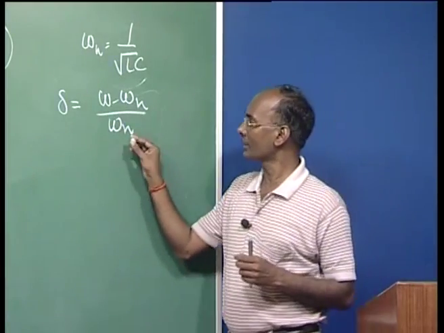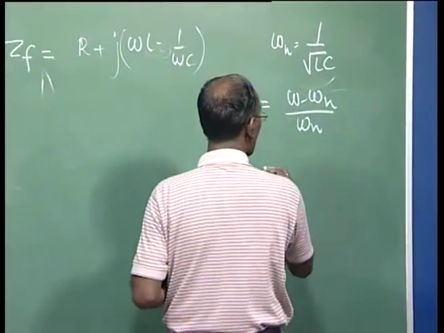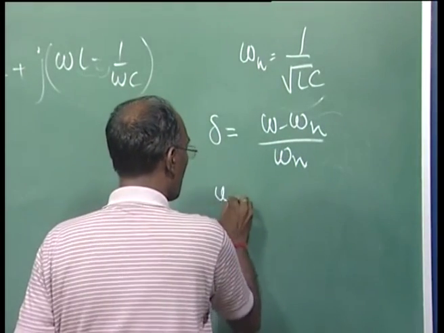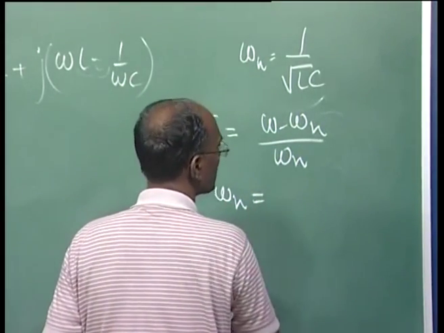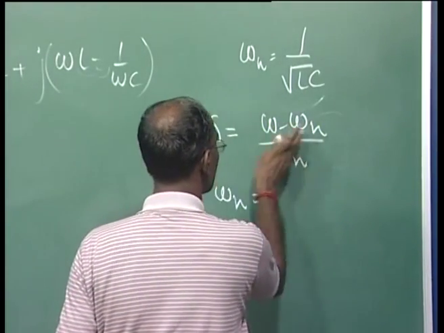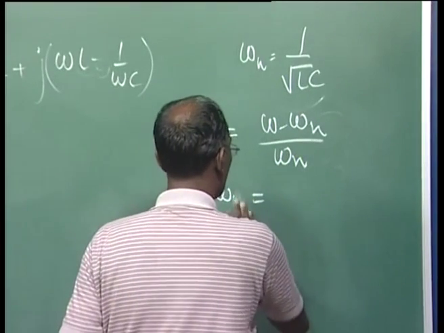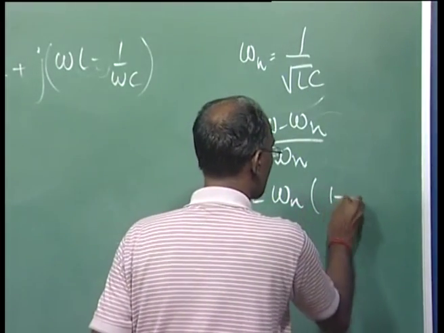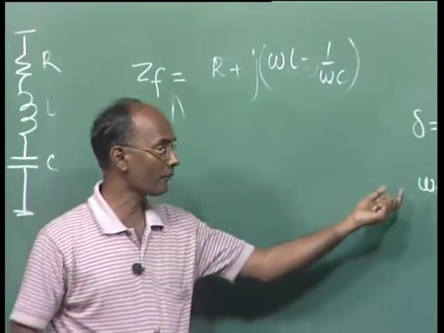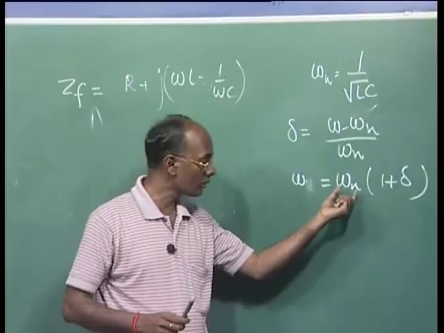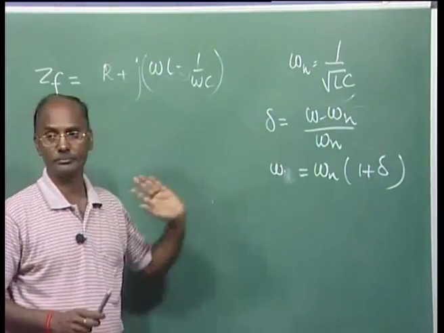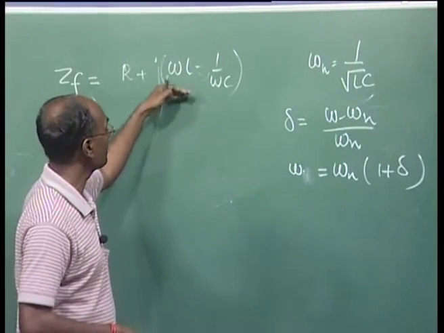So using this here, I can say omega is your omega n times 1 plus delta. So for any normal frequency omega, this is your tuned frequency, and 1 plus delta will be defined from here. Now I want to simplify this.